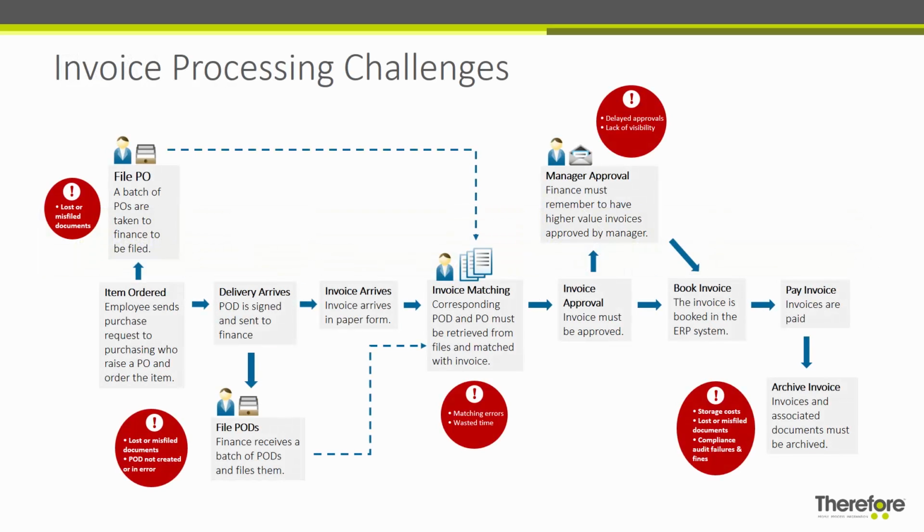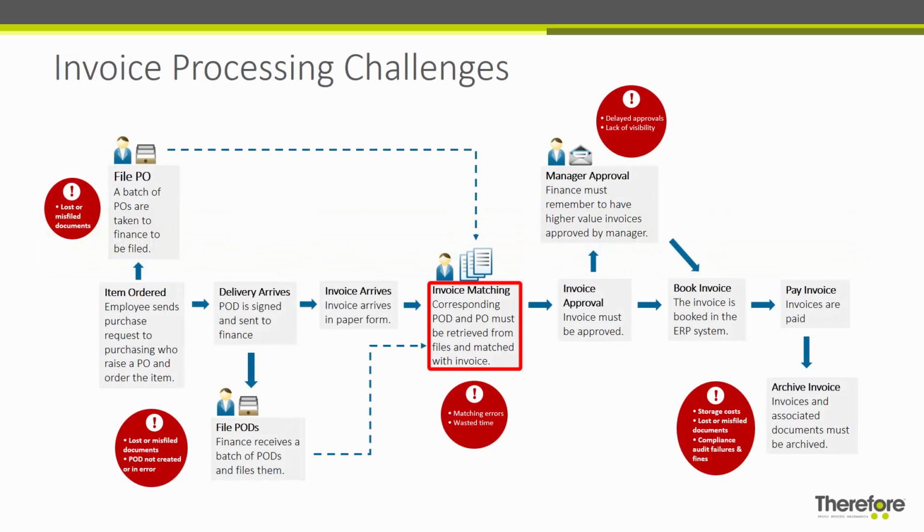All right, so now at this point, we get to the star of our little process here, which is our invoice. And this will likely arrive in paper form in a more traditional process. So now we get to the main part of it, which starts off by needing to reconcile the invoice with the original purchase order and the proof of delivery. And this is where we can run into a lot of issues with the manual process.